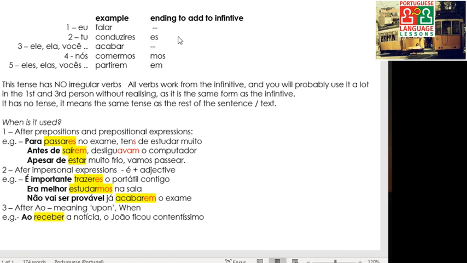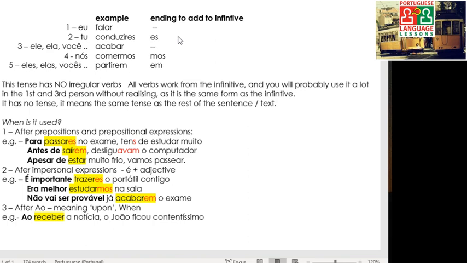So it's fantastic. And you probably come across it a lot and don't realize that it's this special tense because in the first and third person, it's just the infinitive. It's got no tense, so it goes along with the time of the rest of the sentence it's in. So if you've got a present tense sentence, it means the present. If you've got a past tense sentence, it means the past.